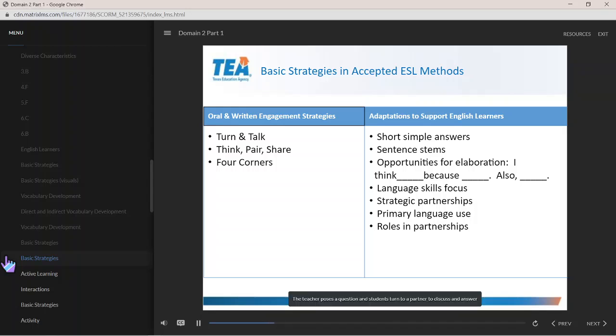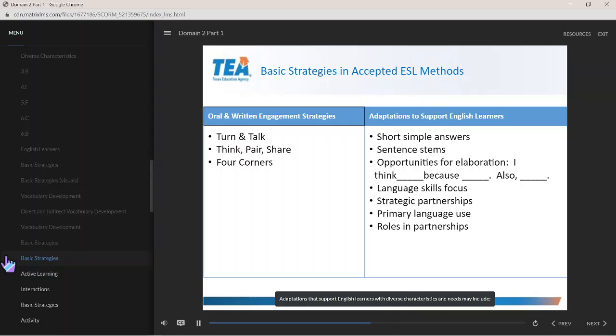The teacher poses a question and students turn to a partner to discuss and answer. Think, pair, share. The teacher poses a question, then asks students to think. Sometimes, students may also be asked to write down their thinking before pairing up with a partner and sharing what they think. Four corners. A question is displayed prominently for all students to see, and each corner of the room is assigned a claim. Students get to decide which claim they most agree with and go to that corner. Discussions can take place within the corners before each corner shares the reasoning with the class.